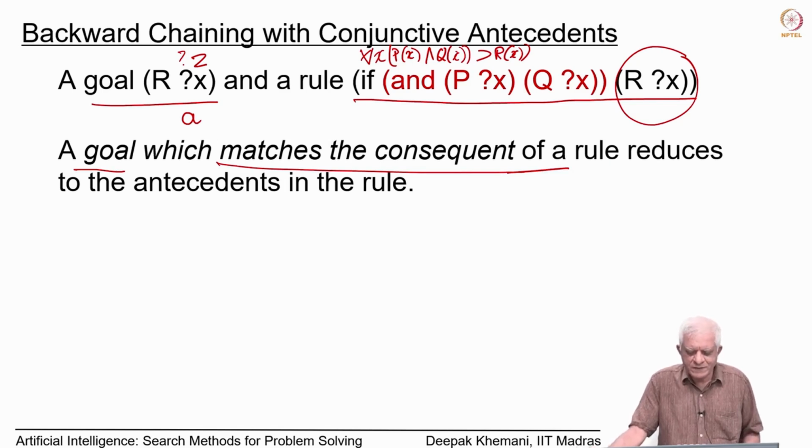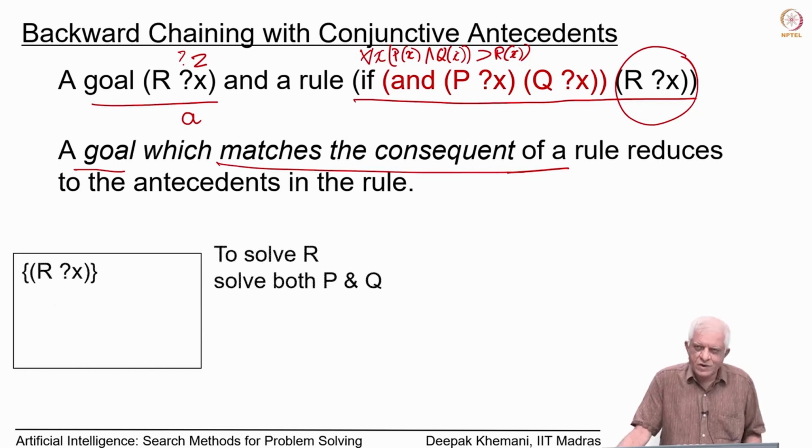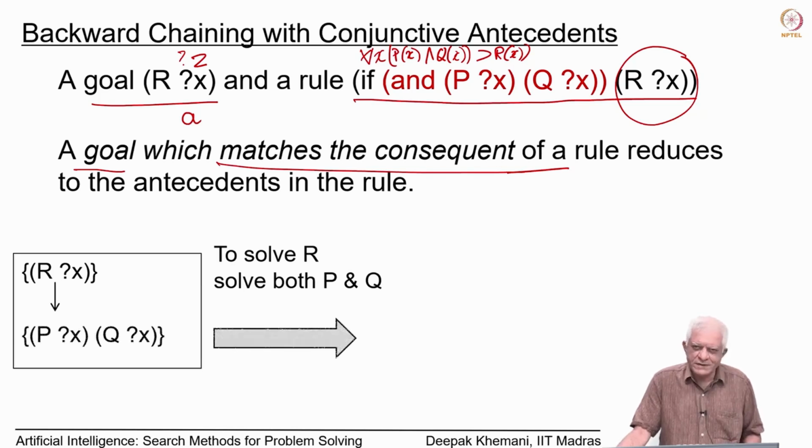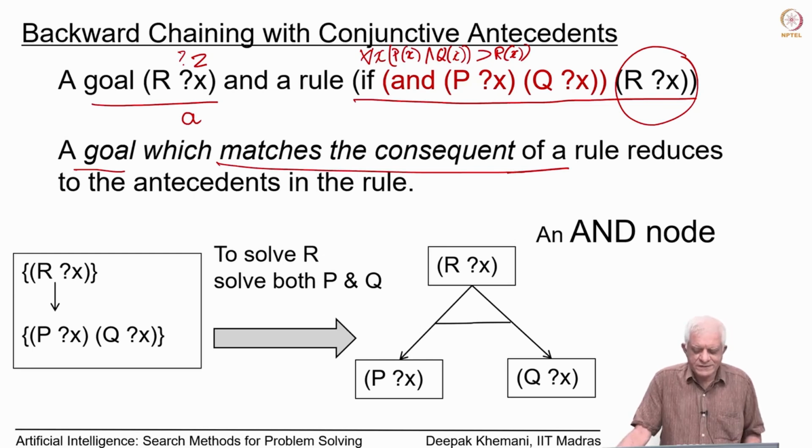How does backward chaining work? Let us look at this process here. You want to show that R of x is true. To solve R, solve P and Q. Why? Because we are doing backward chaining over the rule. So, we replace the goal R of x with two goals P of x and Q of x. So, you have to solve for P of x and you have to solve for Q of x.